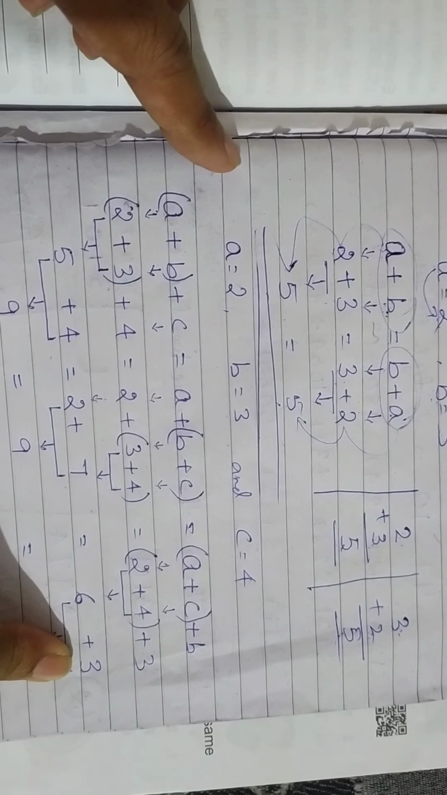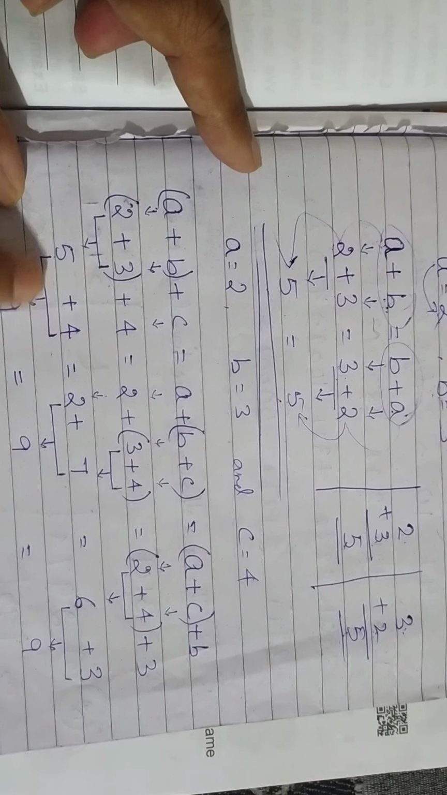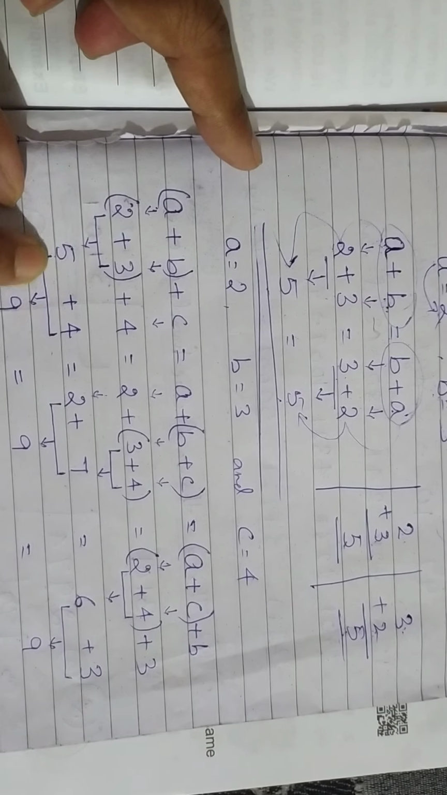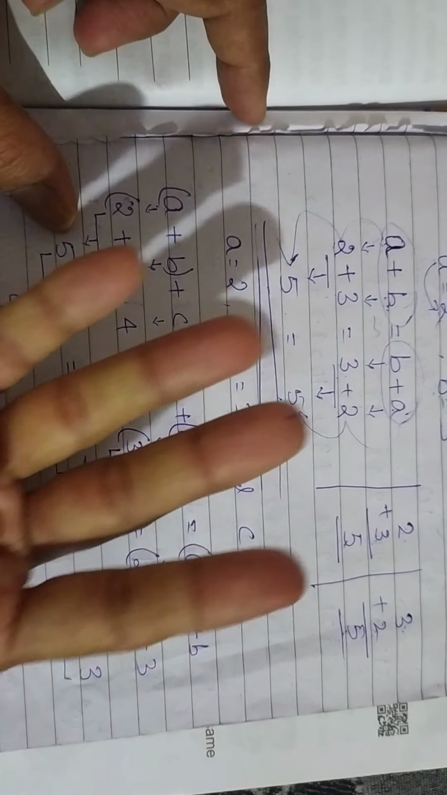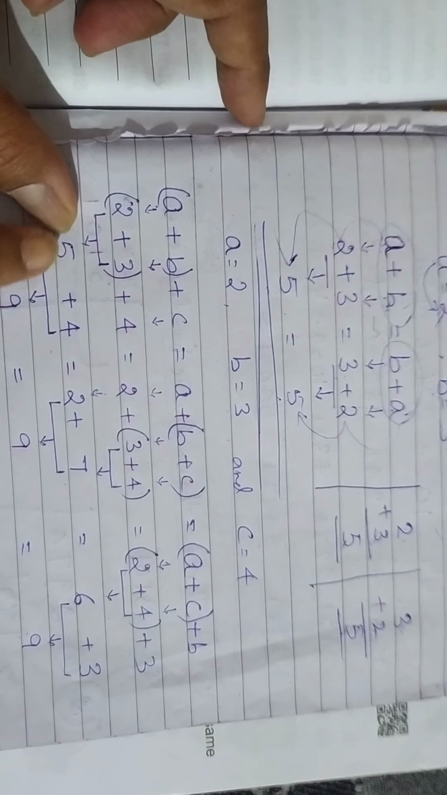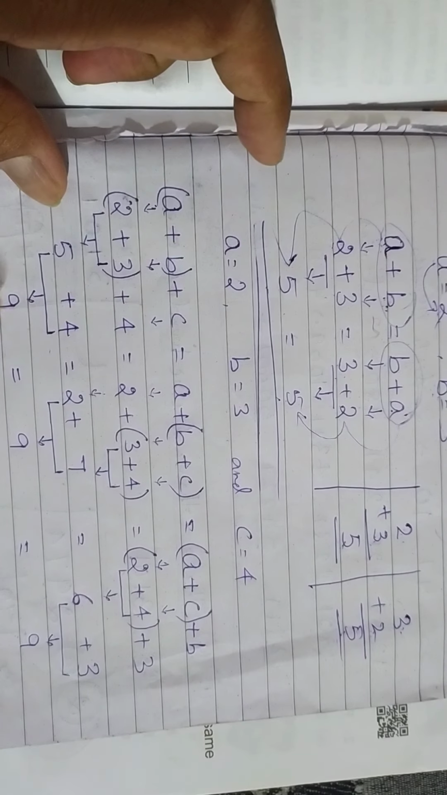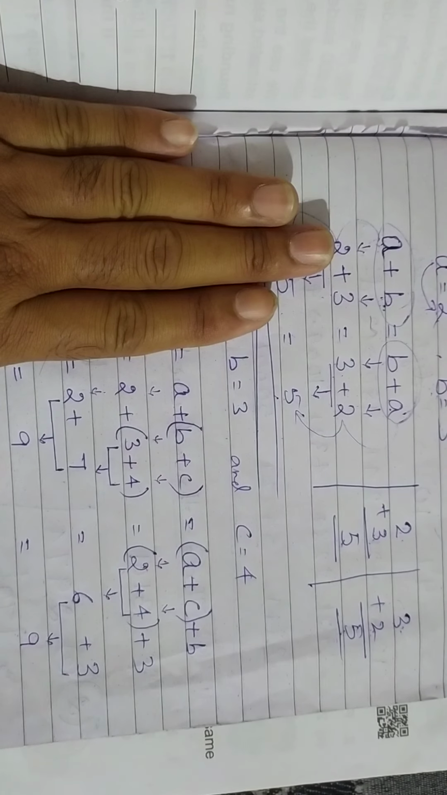So I hope till here you have understood. Now 2 plus 3 is 5, plus 4 as it is. Now 5 plus 4. What is 5 plus 4? 5 in the mind, 4 on fingers, after 5: 6, 7, 8 and 9. 5 plus 4 is 9. So what is the value of A plus B plus C? You got 9. So I will hide it for some time.